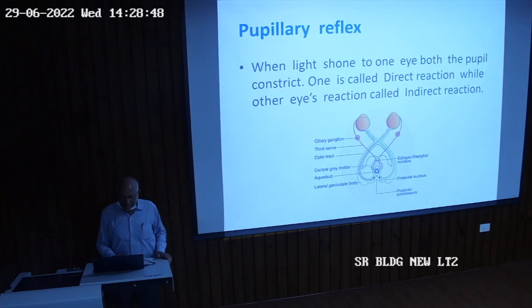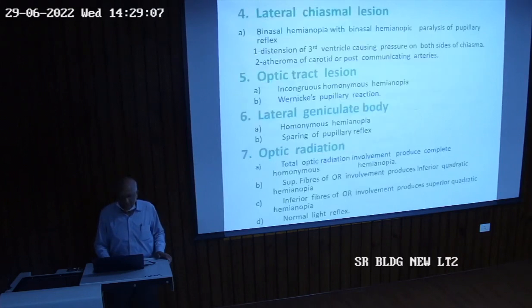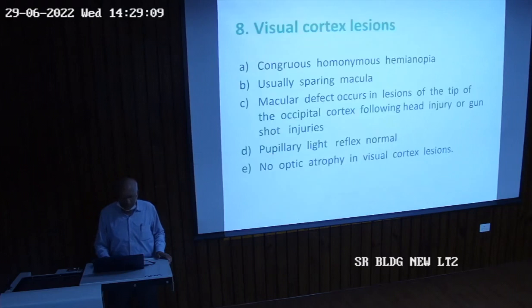tract. This is the lateral geniculate body. These pupillary fibers do not relay here, and they are going to the pretectal nucleus. That is why there will be no optic atrophy. So these fibers will be escaped. That is why there is no optic atrophy at the visual cortex level, because the fibers are different and relay elsewhere.